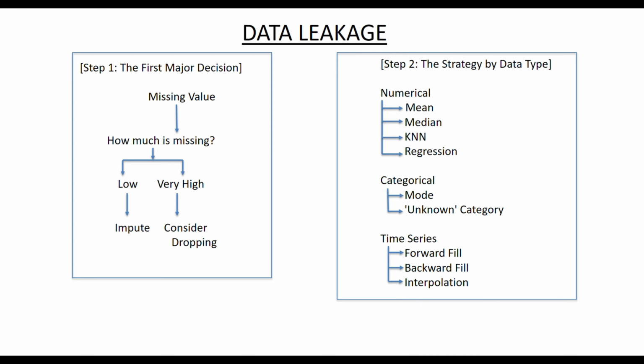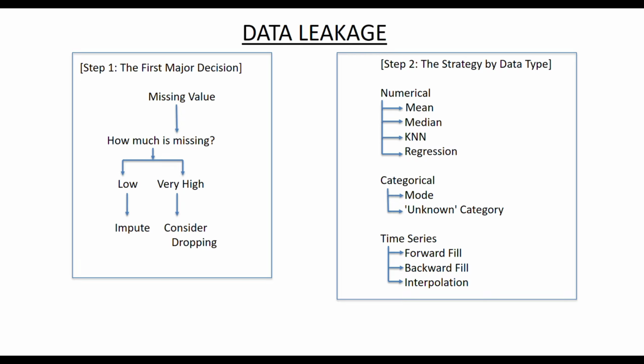Second, what type of data do we have? Looking at the board, we break this down into 3 parts: numerical data, categorical data, and time series data. In numerical data, we can consider the mean, median, KNN, or regression based methods. For categorical data, substituting the mode or creating an explicit unknown category may be the most appropriate thing. For time series data, techniques like forward fill, backward fill, or interpolation are incredibly useful.